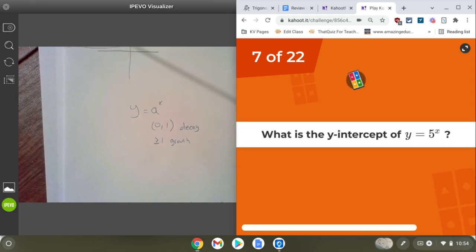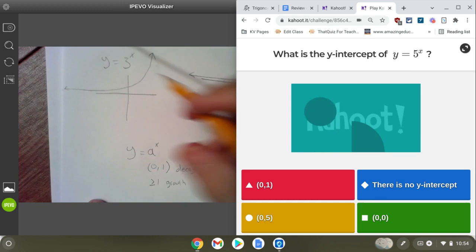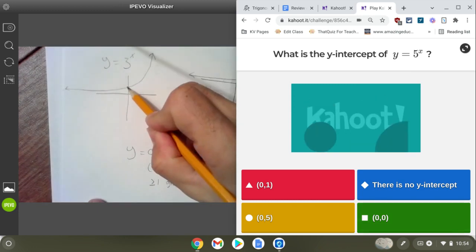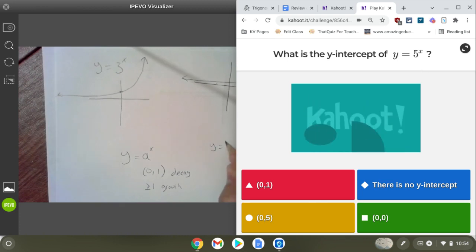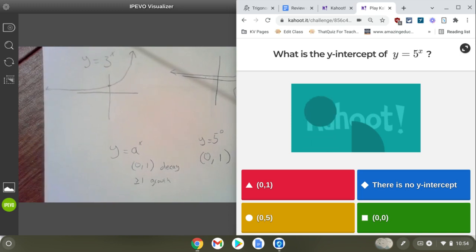All right, the y-intercept. If you want to graph it, I guess you could, but all you do for the y-intercept is plug in 0 for x. So what you've got here is y equals 5 to the 0, and 5 to the 0 is equal to 1. So when you plug in 0 for x, you get 1 back for the y value.